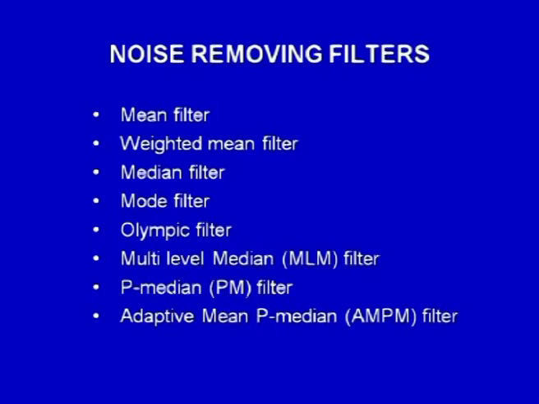So, what are the different types of noise removing filters? These are the mean filter, the weighted mean filter, median filter, mode filter, Olympic filter, multi-level median, that is MLM filter, P median or PM filter, and adaptive mean P median, that is AMPM filter. Now, let us look at each of these filters in detail.